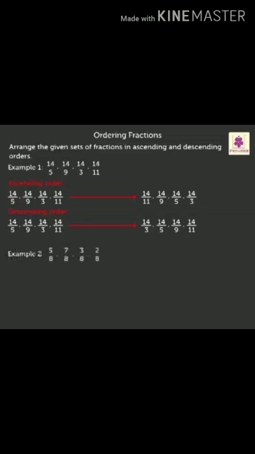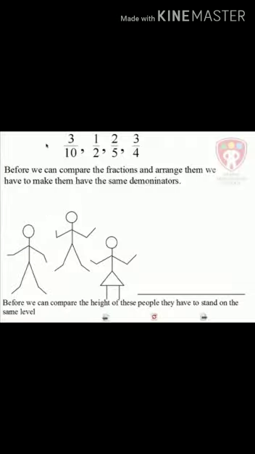Example 2. Here the denominators are same. So, on arranging the numerators, we get the ascending order as 2 upon 8, 3 upon 8, 5 upon 8, 7 upon 8, and descending order as 7 upon 8, 5 upon 8, 3 upon 8, 2 upon 8. We are going to compare these fractions and we're going to arrange them in ascending and also descending orders.